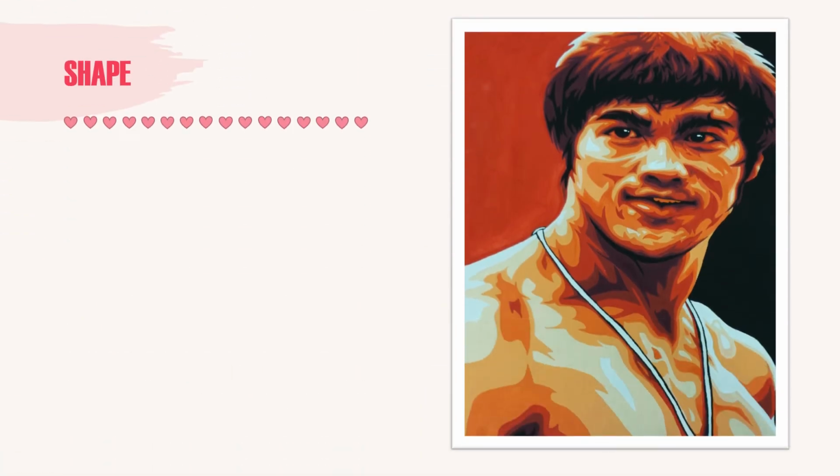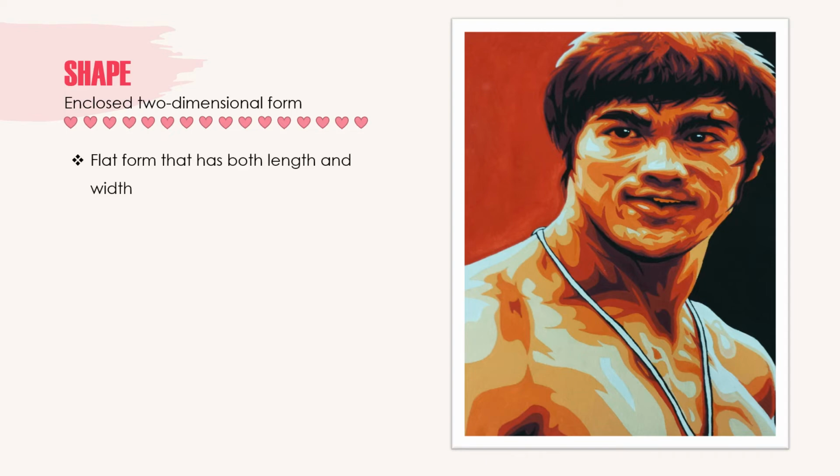Shape is any flat two-dimensional form with both length and width. There are 2 types of shapes: geometric and organic. Geometric are the basic shapes such as a circle, square, triangle, hexagon, etc. Organic shapes don't have a geometric name to them. They can be soft or pointy and unmeasurable compared to geometric shapes.